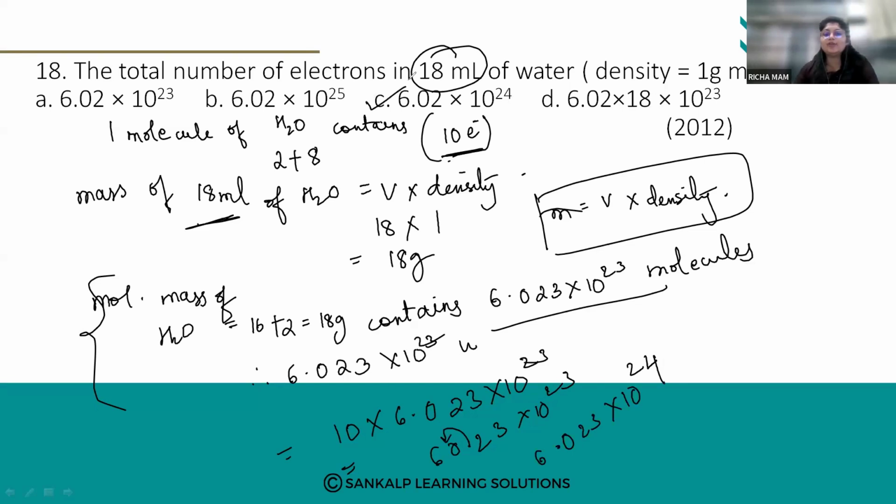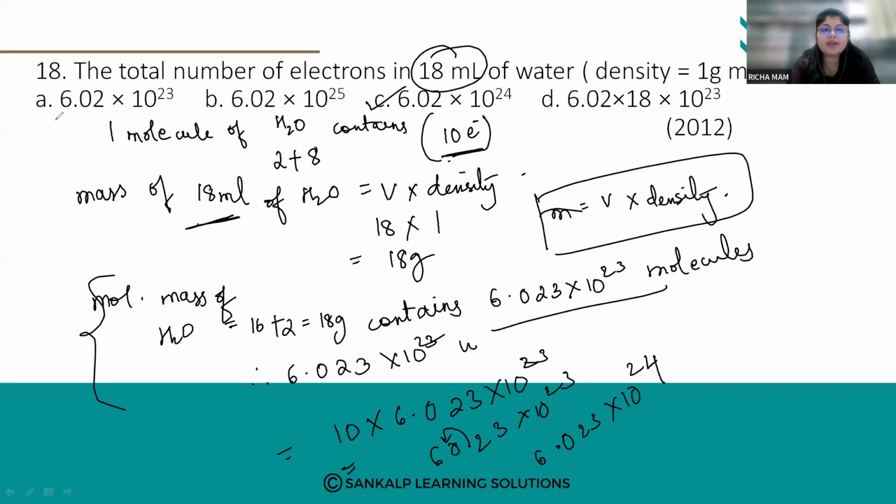So the molecule of water contains how many electrons? 10 electrons. And what is the mass of the 18 ml of water? It is 18 grams. So 18 grams of water contains how many molecules? It contains 6.023 into 10 raised to 23, that is Avogadro's number. Whatever the number of electrons are there, you have to multiply by the Avogadro's number. So you are going to get the answer.